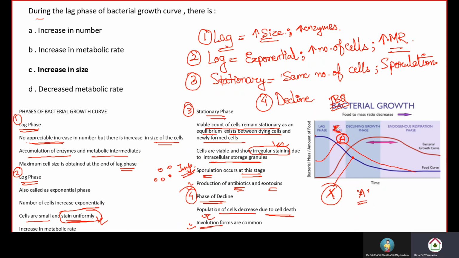So this is log phase. What happens? Metabolic rate increases, number of cells increases exponentially, but size remains the same. So different questions can come. They will frame the question in any way. You need to know all the phases of the bacterial growth curve, whatever events are included. That's what you need to know for FMG.